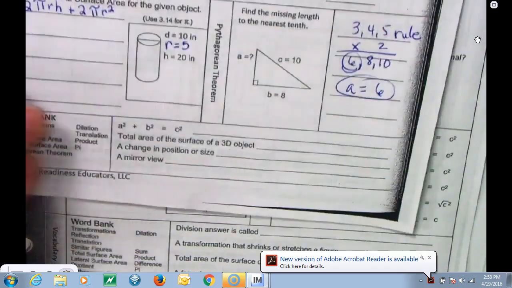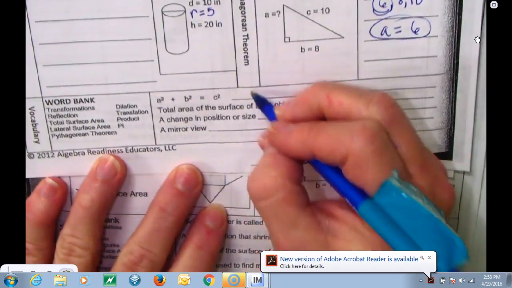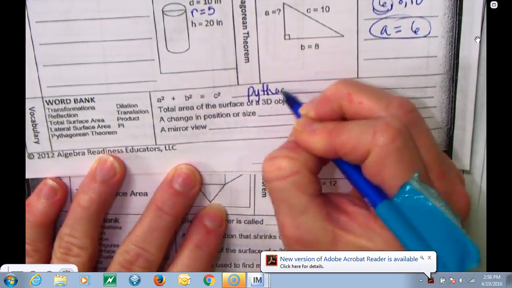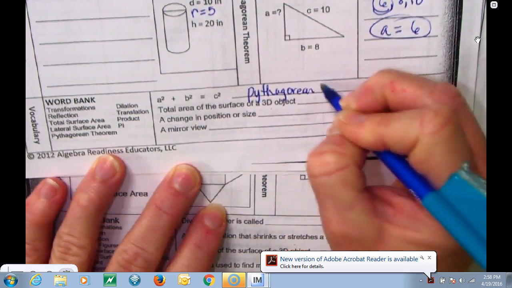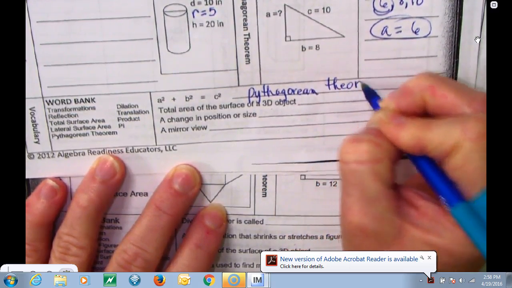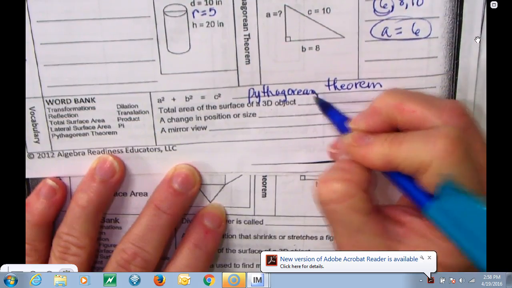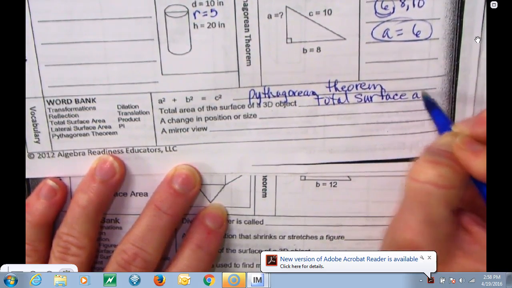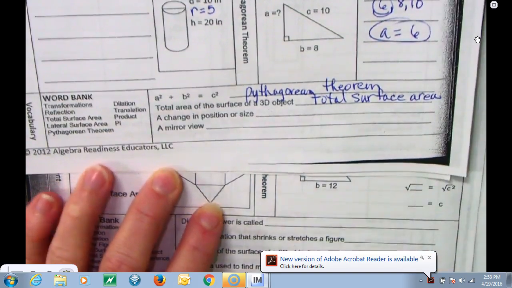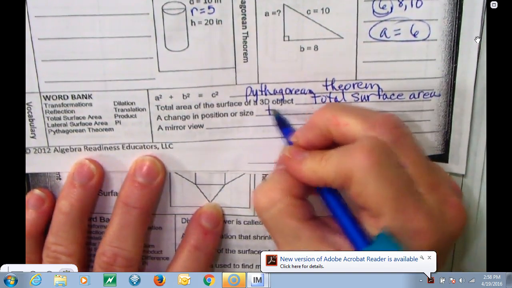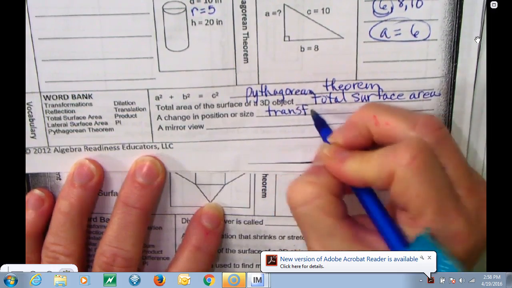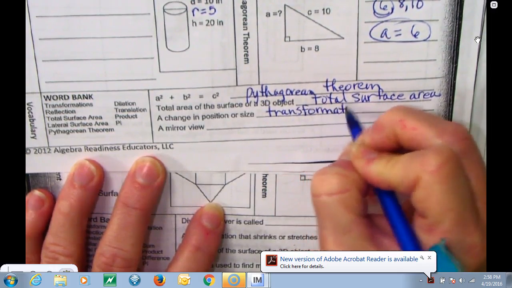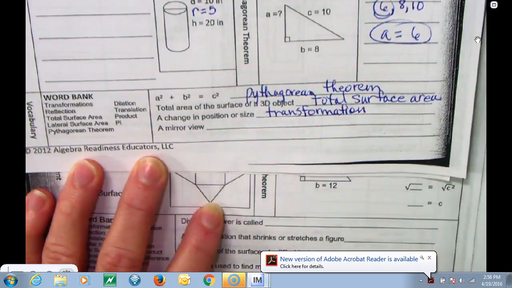Okay, we might as well finish this. What is that going to be? Pythagorean theorem. Total surface area. Boy, they want to make sure we got that. A change in position or size. Transformation. A mirror view.